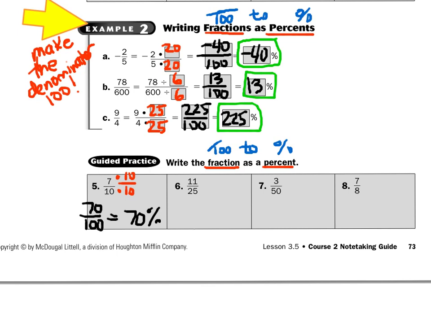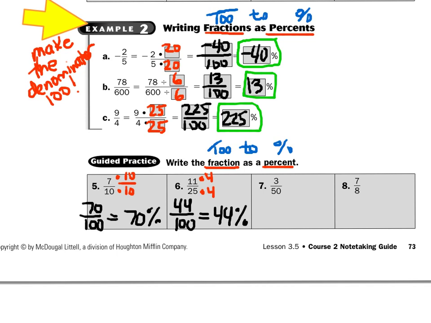Okay, and then take a look at number 6. I see 11 over 25. So I just asked myself, well, I could make 25 become 100 by multiplying by 4. And so whatever I do to the bottom, I have to do to the top. And that would just give me 44 over 100. So 44 per 100 is just 44%. And then I could box my answer.